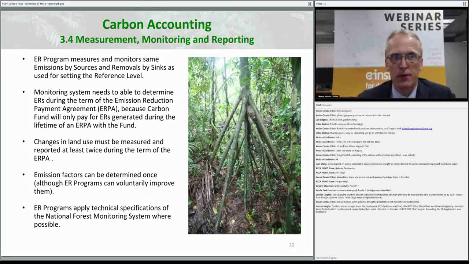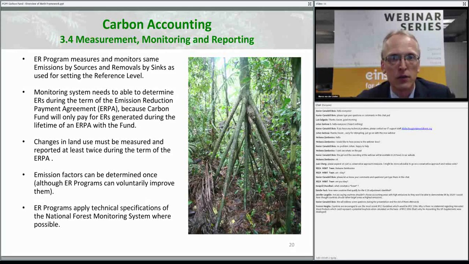Now, what the methodological framework requires is that when you do your monitoring, you need to determine the land use changes, and you need to determine the emission factors or the carbon stocks. The changes in the land use need to be measured at least twice during the lifetime of the ERPA, while the emission factors, so the carbon stocks, can be determined once, although as a program you can choose to voluntarily improve them as you go along developing your program.